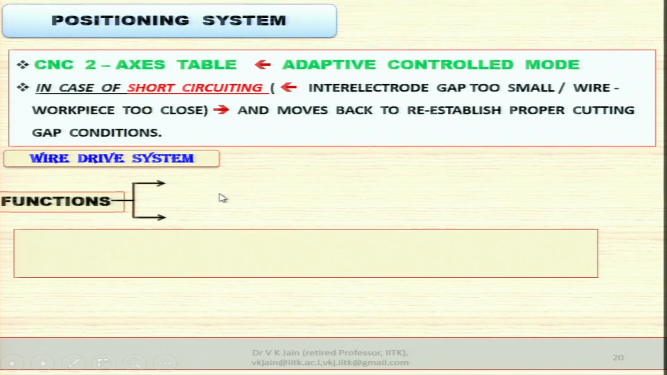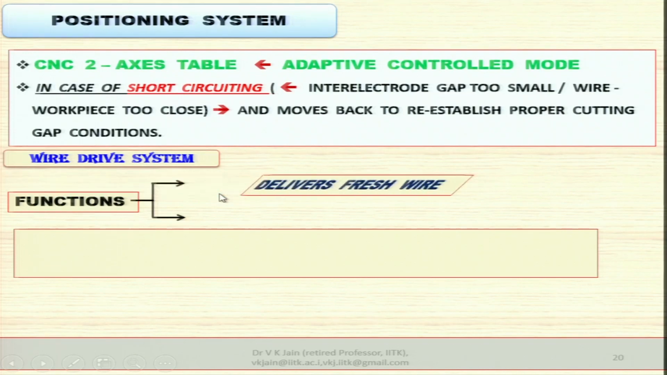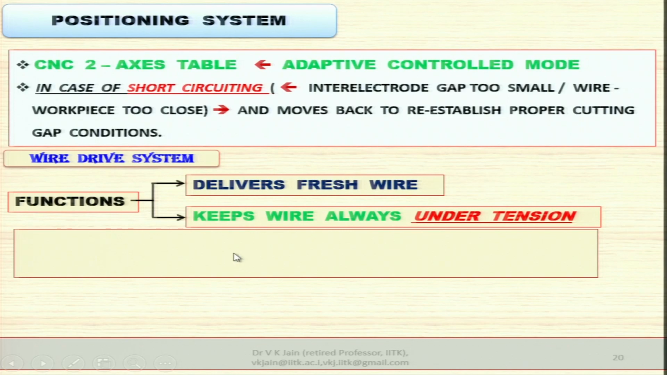Wire drive system functions. It delivers fresh wire continuously and keeps the wire always under tension. This is very much needed. I have already mentioned that if it is not in proper tension, then loose wire may touch the workpiece, a short circuit may take place, the wire may break and the workpiece may also get damaged.